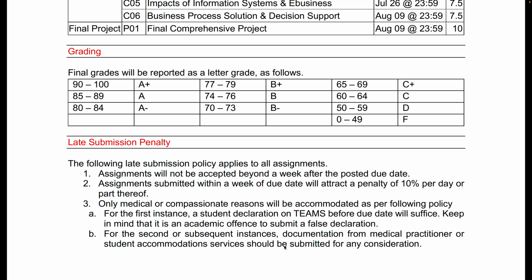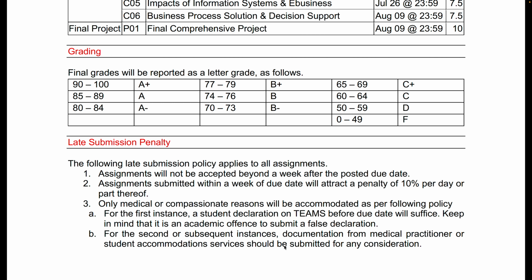The case studies involve a weightage of 7.5%, Twitter involves 2.5%, and the blog involves 5% weightage. Assignments within a week of due date can still be submitted with a 10% penalty. Only medical and compassionate reasons will be accommodated.